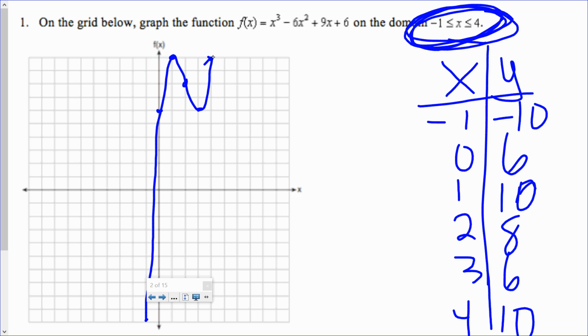This is more like an Algebra 1 question, although this was on the Algebra 2 Regents. If they want you to graph something, type it into y equals, go to your table, plot your points. If it tells you the domain, then those are the points that you're plotting. And if it gives you a domain, you're not going to put arrows.